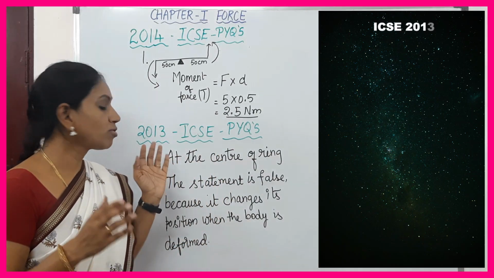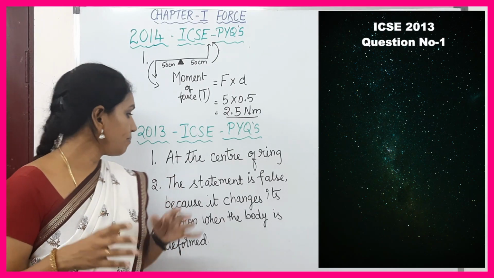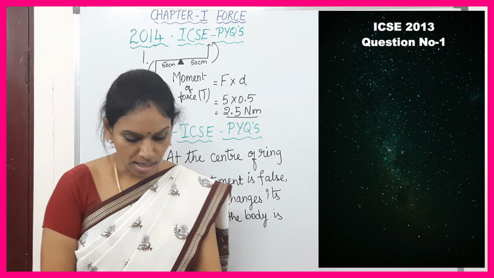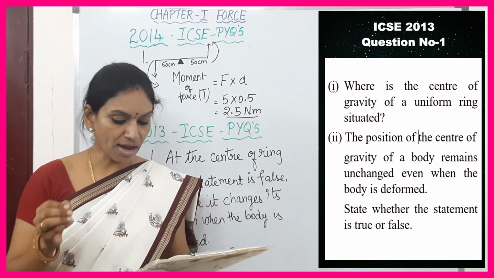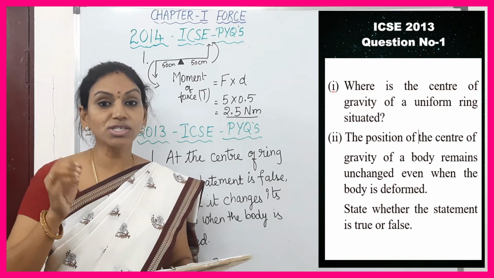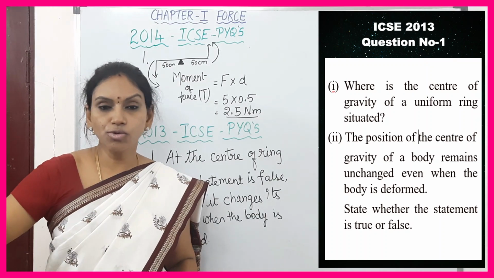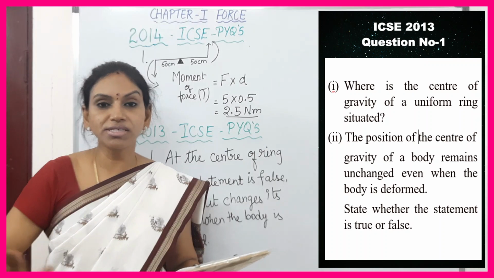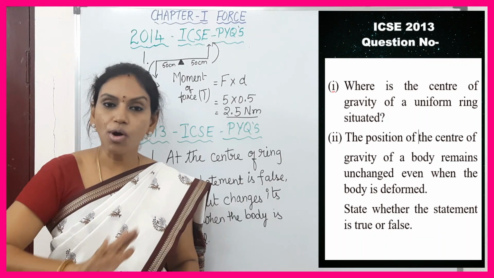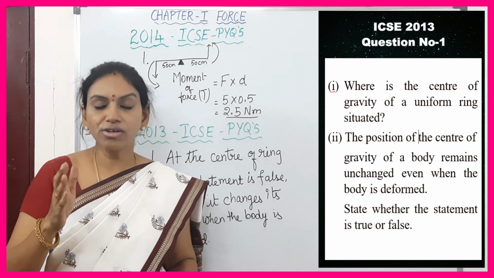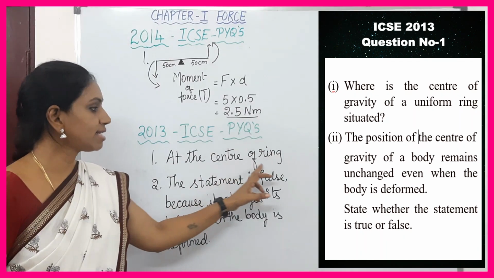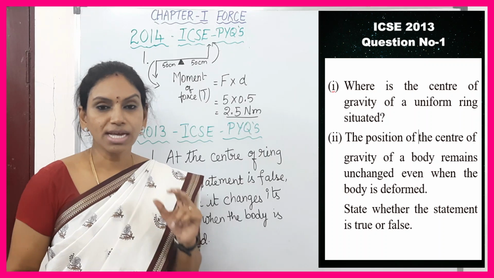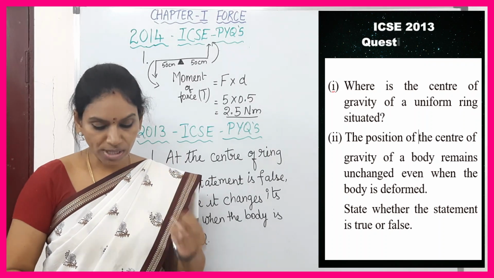Next, 2013 ICSE board exam has two questions. I'll read out the first question for you. Where is the center of gravity of a uniform ring situated? If the ring is uniform, the mass will also be distributed uniformly throughout the ring. So where will be the center of gravity? The center of gravity will be exactly at the center of the ring. That's the answer. Next question.